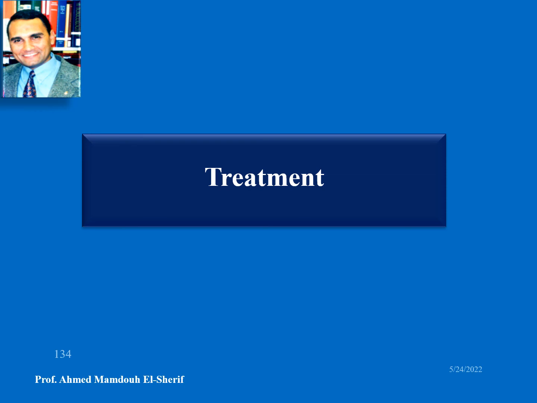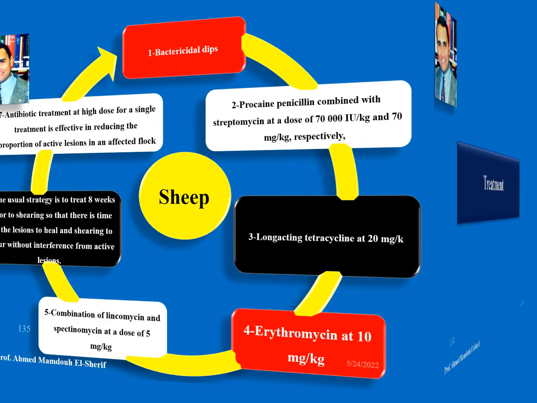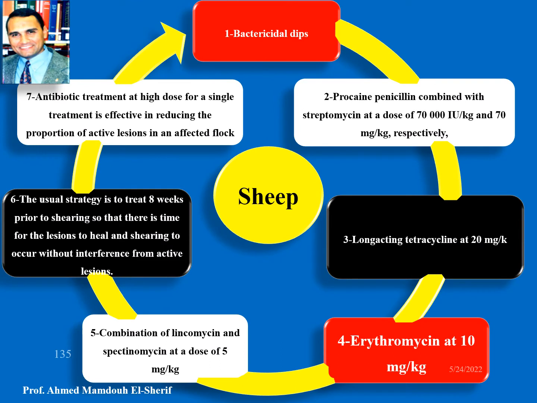Treatment of dermatophilosis. Treatment of dermatophilosis in sheep includes: number 1, bactericidal drugs, procaine penicillin at 70,000 international units per kilogram combined with streptomycin at 70 mg per kilogram. Number 3, long-acting tetracycline at 20 mg per kilogram body weight. Number 4, erythromycin at 10 mg per kilogram body weight. Number 5, combination of lincomycin and spectinomycin at a dose of 5 mg per kilogram body weight.